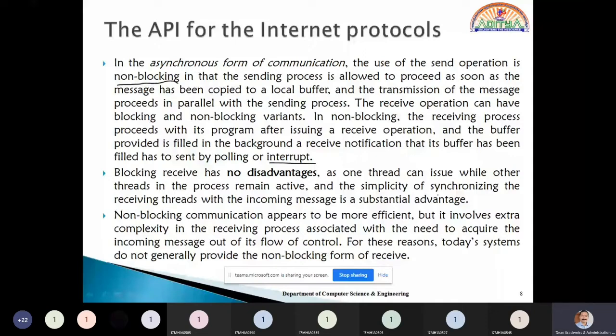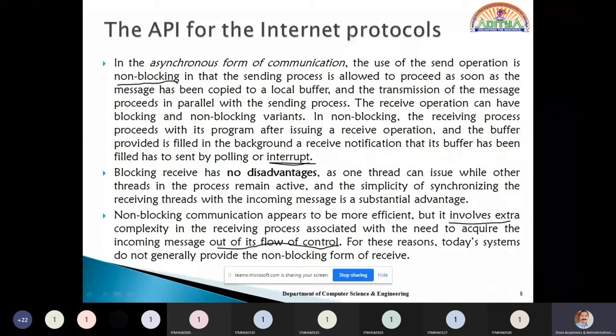Okay. And non-blocking communication appears to be more efficient. But here you can see it involves extra complexity in the receiving process, associated with the need to acquire the incoming message out of its flow of control. So that's what I'm saying. Whenever the buffer is filled, when the block of data is received, it has to control the incoming messages so that it won't go out of control.